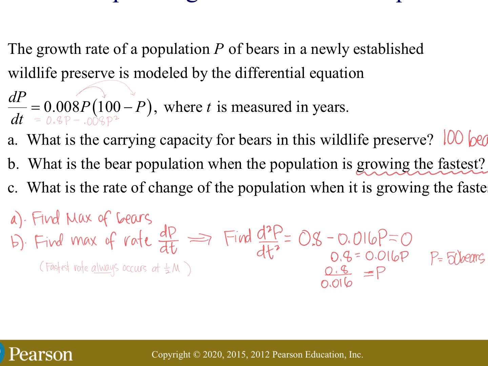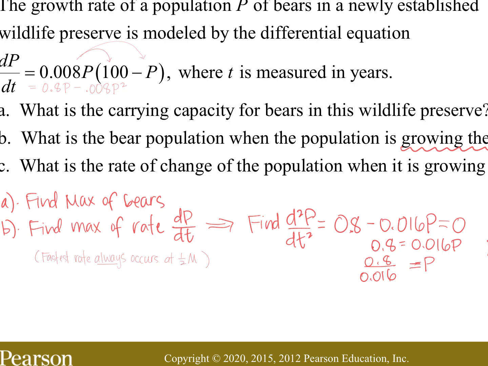Now we have the question, what is the rate of change when it is growing the fastest? So we found how many bears there are, but they want to know exactly how many bears per year this is when this is happening. So now we want what is the rate. We found the max of the bears, we found the max of the rate of the bears. Now we just want to find the rate. A lot of this is not going to be very hard math. It's just going to be reading and understanding what you're supposed to be finding.